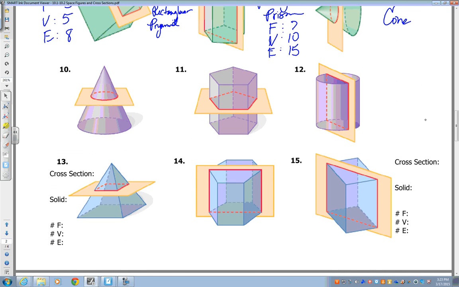All right, so 10 through 15 right now. You're doing them, and we're going to check them. We'll give about 5 to 7 minutes.